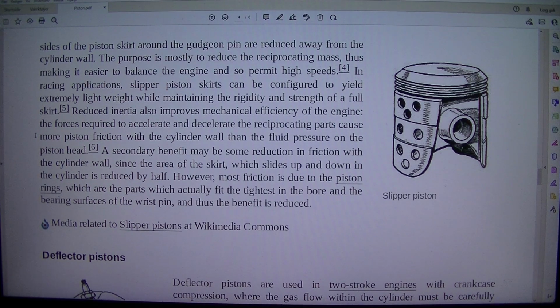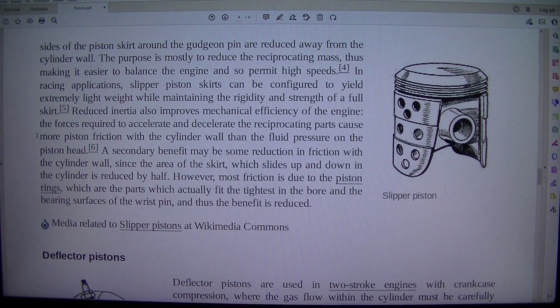The forces required to accelerate and decelerate the reciprocating parts cause more piston friction with the cylinder wall than the fluid pressure on the piston head. A secondary benefit may be some reduction in friction with the cylinder wall, since the area of the skirt, which slides up and down in the cylinder, is reduced by half.